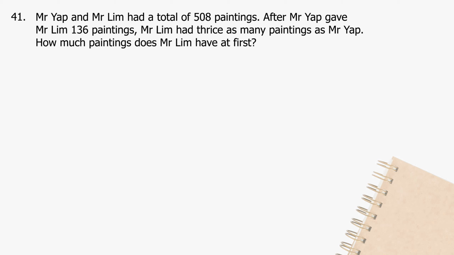Question 41. Mr. Yap and Mr. Lim had a total of 508 paintings. After Mr. Yap gave Mr. Lim 136 paintings, Mr. Lim had thrice as many paintings as Mr. Yap. How many paintings does Mr. Lim have at first?